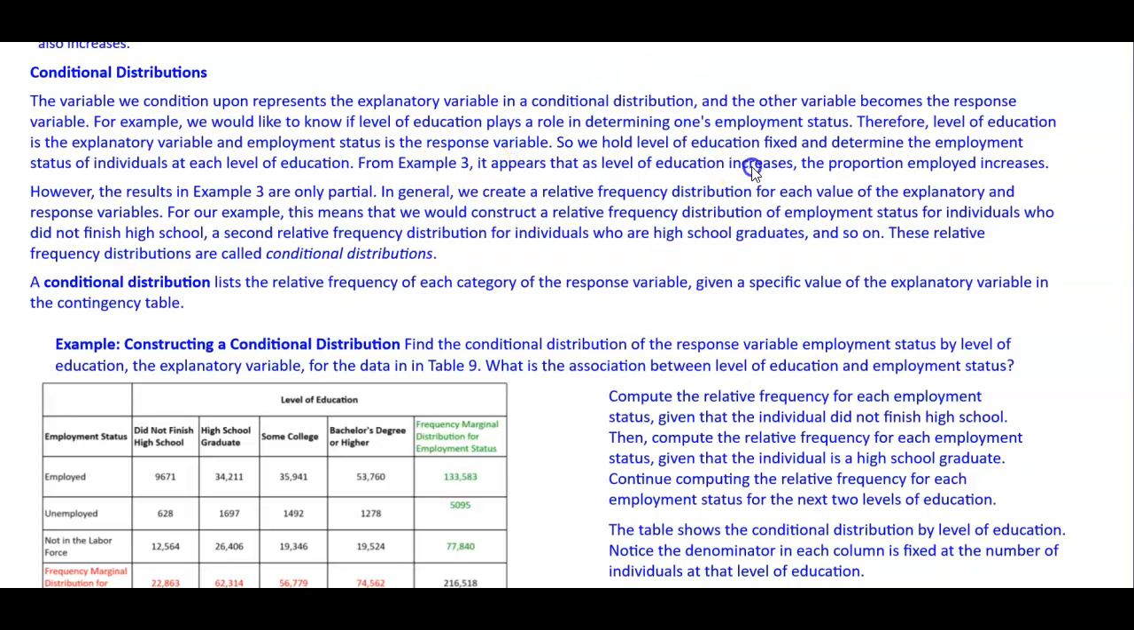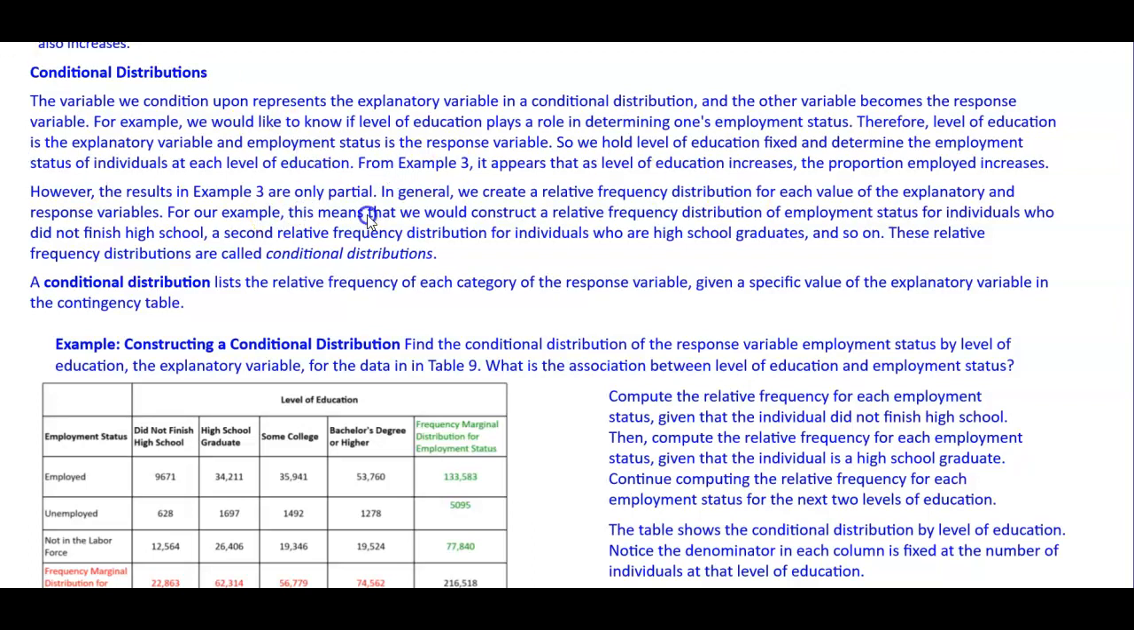So we hold level of education fixed in determining the employment status of individuals at each level of education. From example 3, it appears that as level of education increases, the proportion employed increases. However, the results in example 3 are only partial, because in general, we create a relative frequency distribution for each value of the explanatory and response variables.